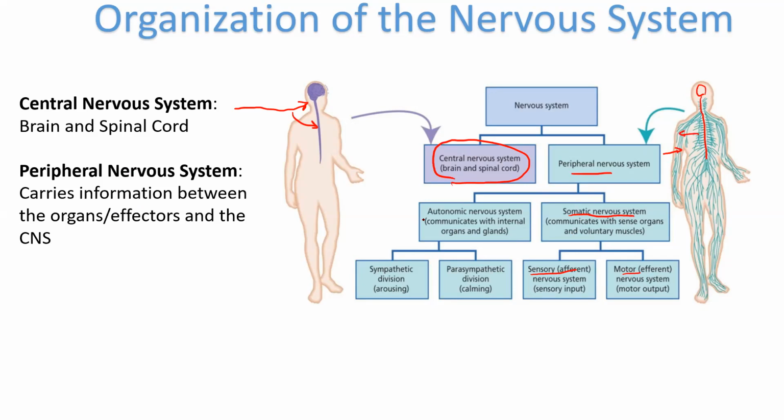Peripheral can also be broken into the autonomic nervous system. It communicates with internal organs and glands. A fight or flight response. I've made a mistake here. Fight or flight is sympathetic, and parasympathetic we call rest or digest. If you're not stressed, it's your parasympathetic.